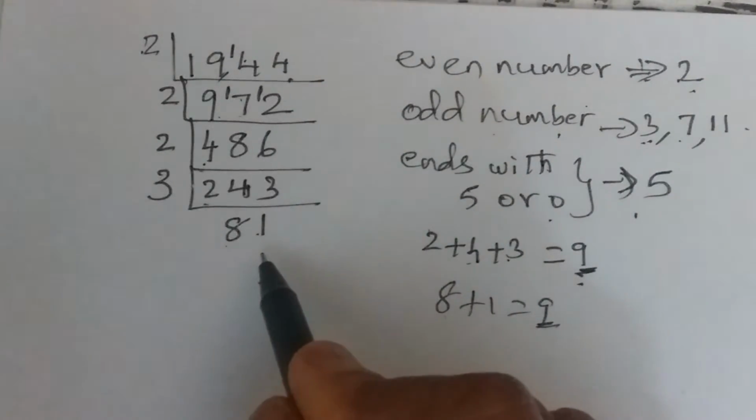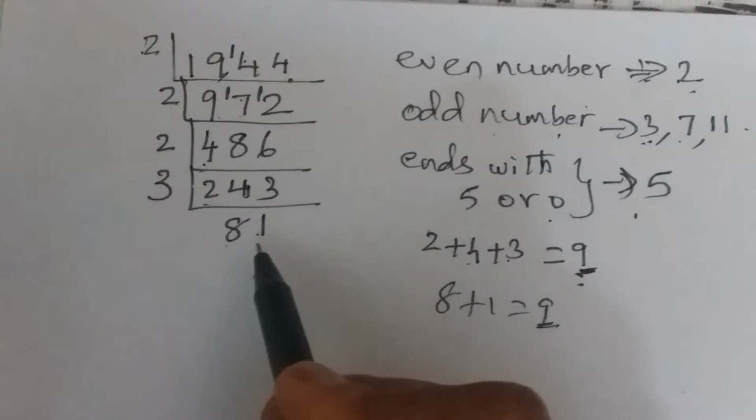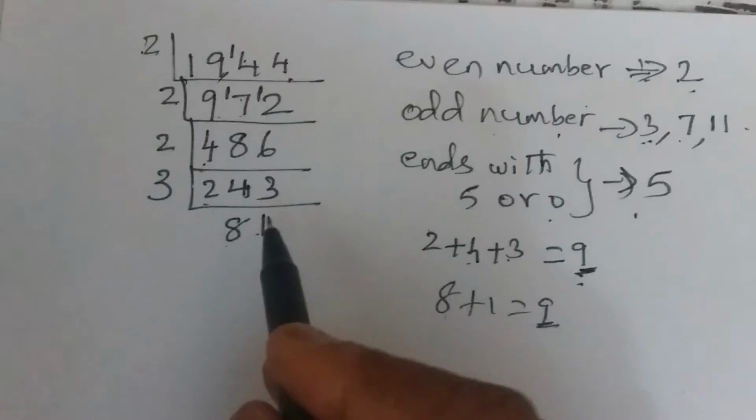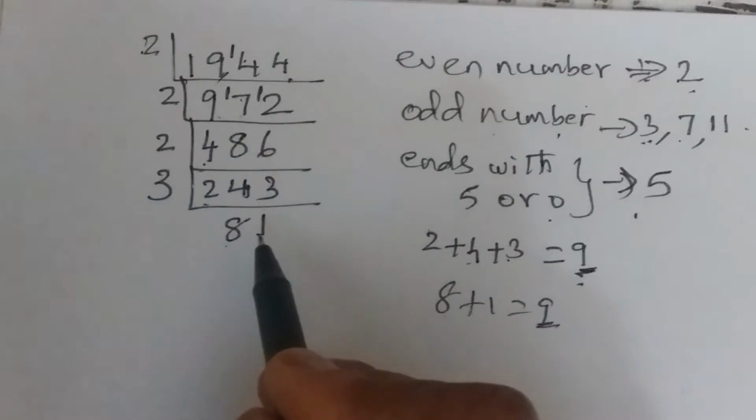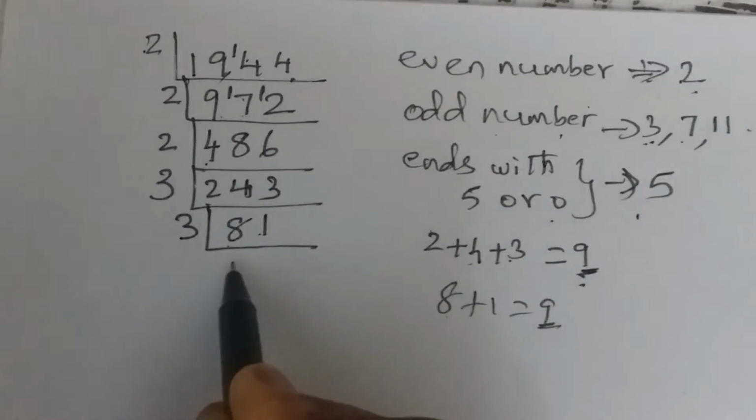Even though it is divisible, we should not divide by 9 because 9 is not a prime number. The method itself is called the prime factorization method. That means you should divide only by prime numbers. 9 is not a prime number, that is why we divide by 3. That is a prime number.